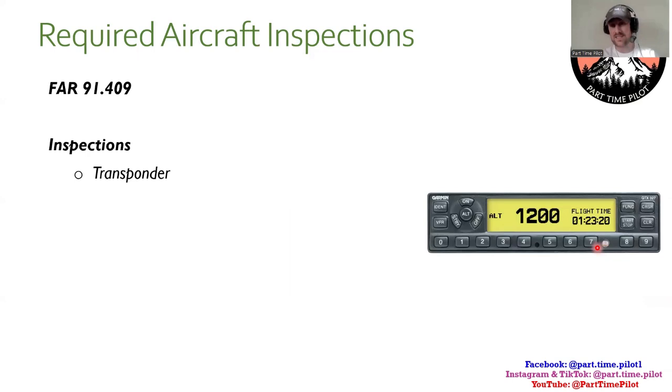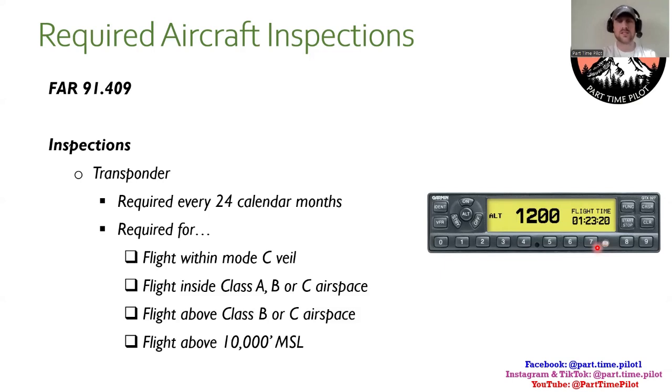The next one, the T in AVIATES, is for transponder. It's required every 24 calendar months as well. And it's not required whether it's IFR flight or VFR flight, but instead it's required in specific areas that you fly.